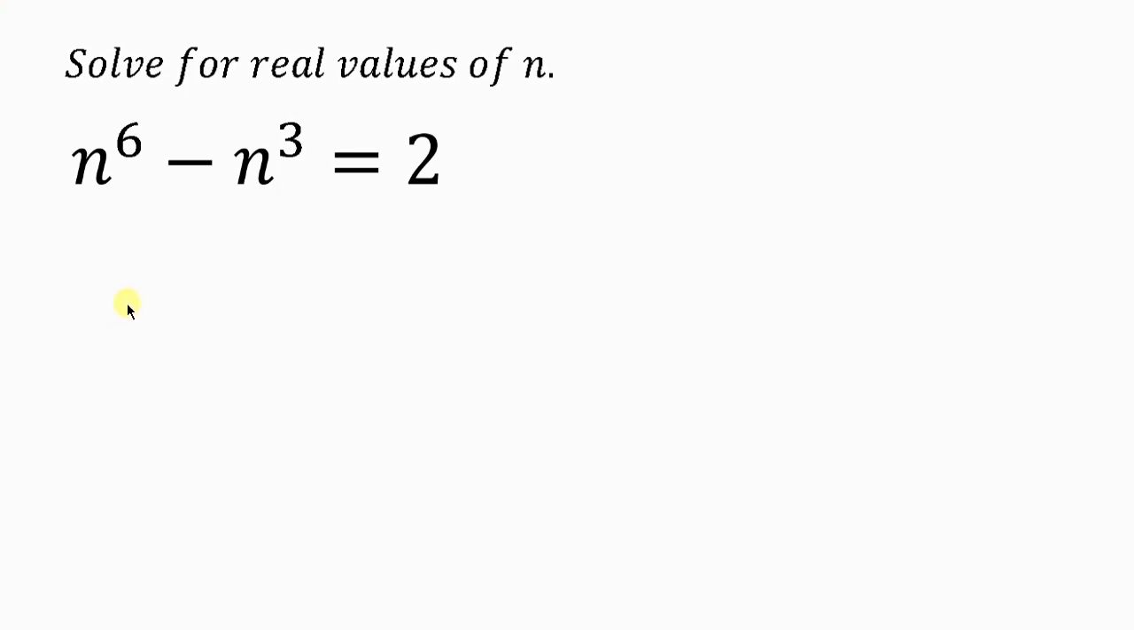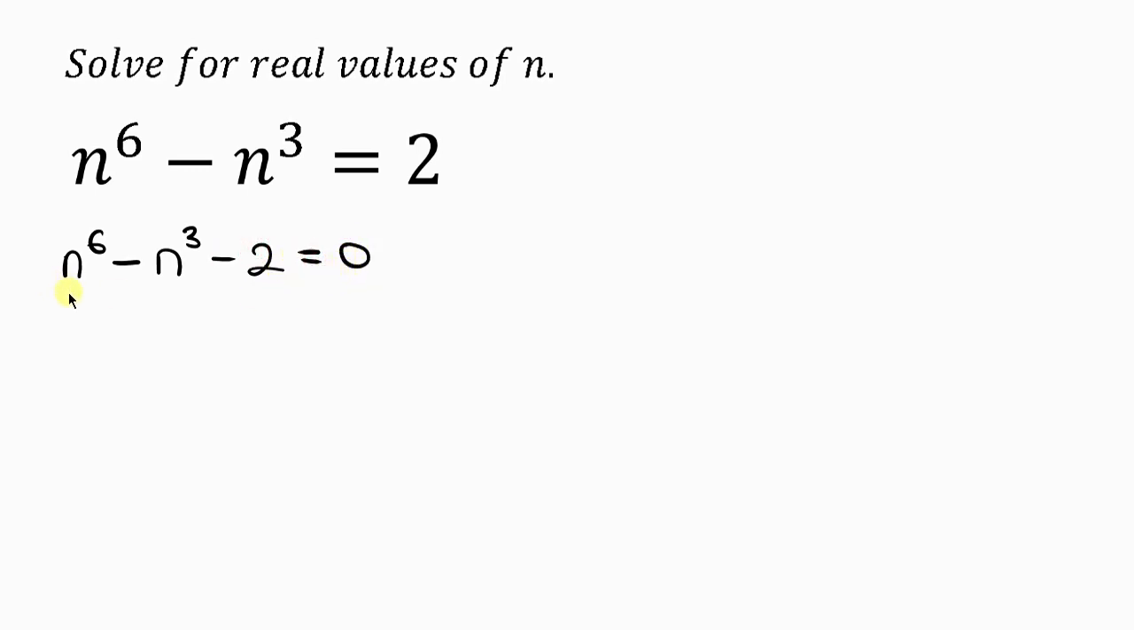Now we have this question on the board which says solve for the real values of n such that n to the power 6 minus n to the power 3 is equal to 2. Well, our first step will be to move this 2 from the right hand side to the left hand side so that our expression becomes n to the power 6 minus n to the power 3, and as 2 crosses to the left, it becomes minus 2 equal to 0.